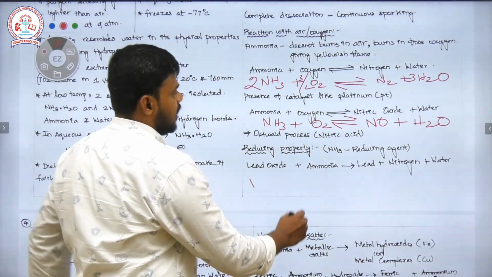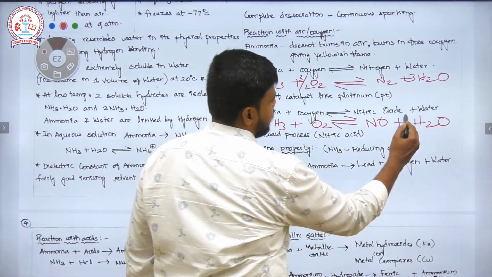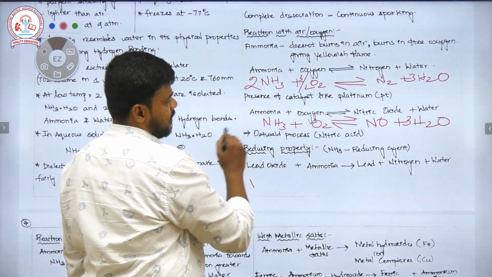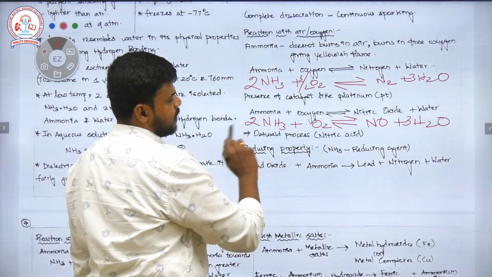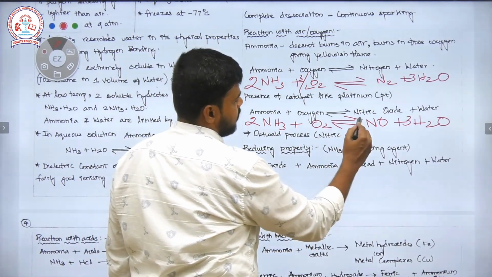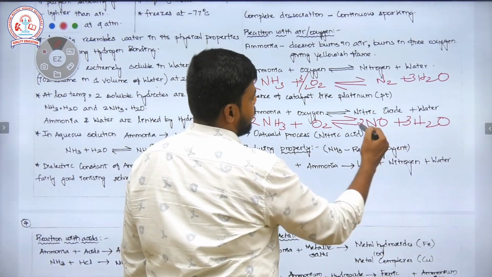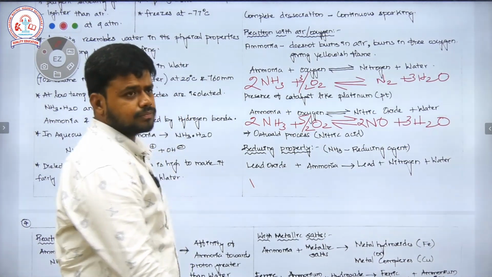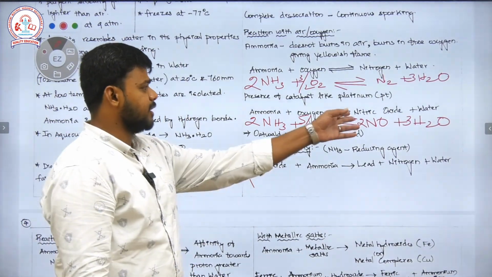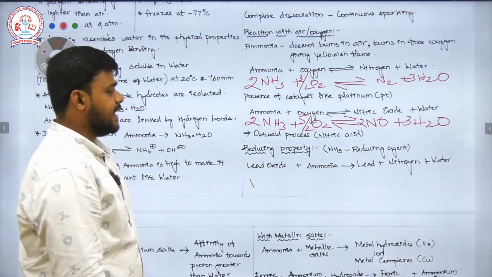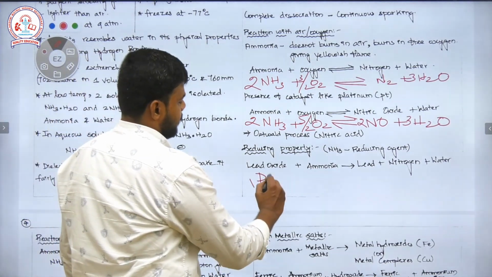To balance it, here it is 3, here it is 2. There is no other way, I have to make it 3 here. Then here I have to make it 2. The nitrogen becomes 2, so I will make it 2 here. Then oxygen here is 5, so I can make it 5/2 of O2, or you can just double the stoichiometry and write it. That's all.